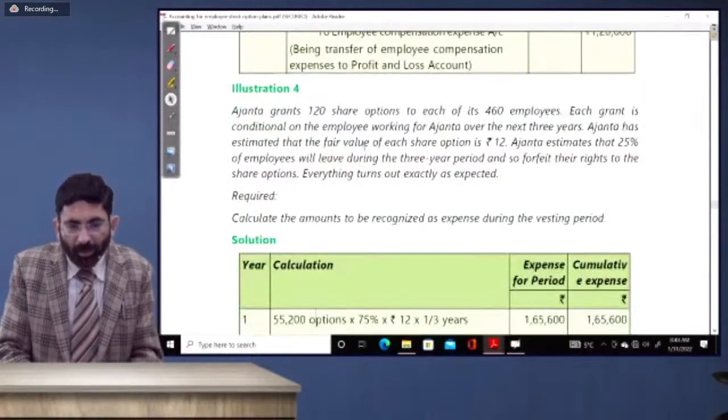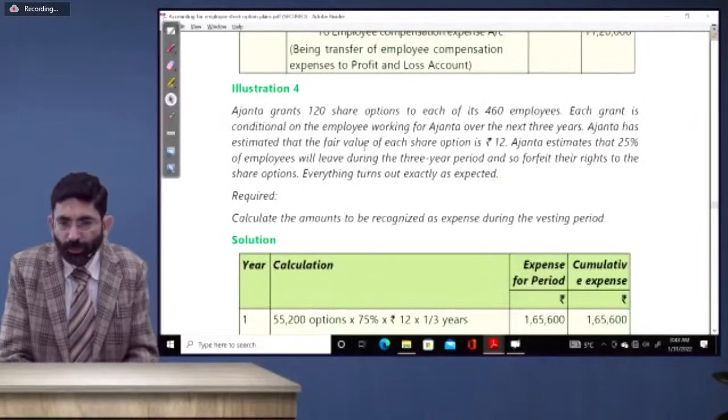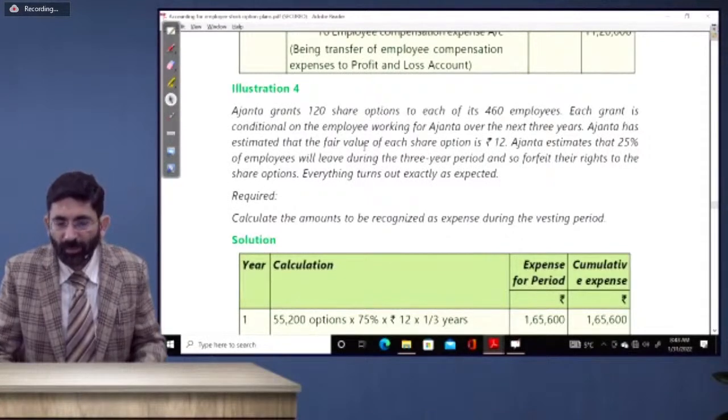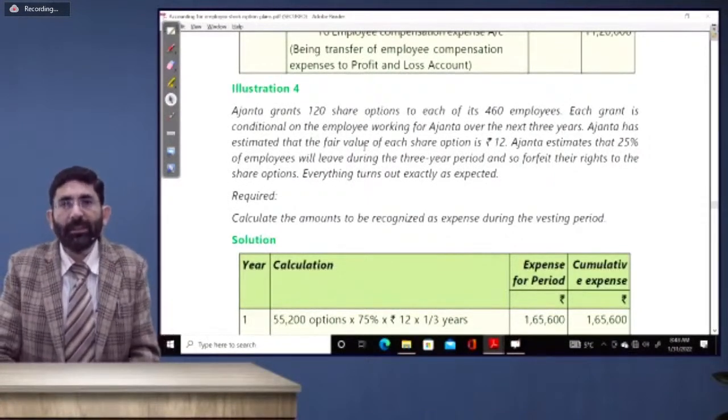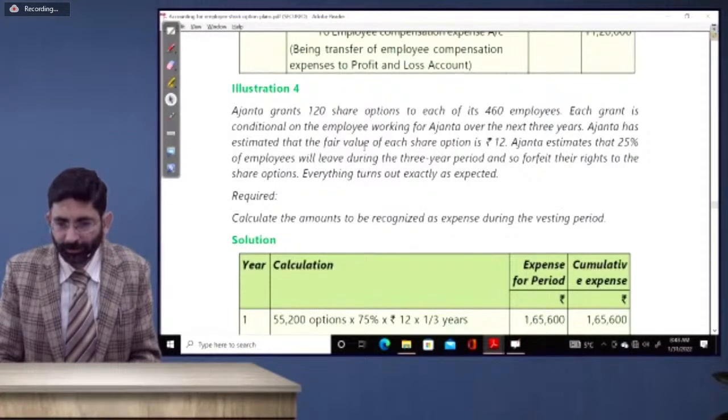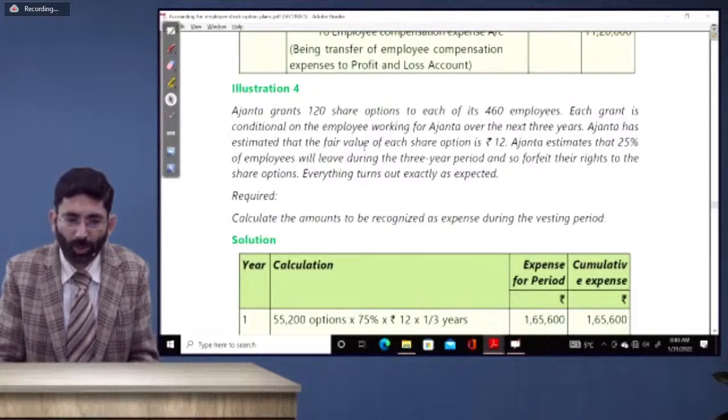Ajanta grants 120 share options to each of its 460 employees. The grant is conditional for Ajanta over the next 3 years, that if the employee will work for the next 3 years, only then this grant will be given to them. Ajanta has estimated the fair value of option is 12 per option. Ajanta estimated that 25% of employees will leave during the 3 years period and so forfeit their right to share options. Everything turns out exactly as expected.